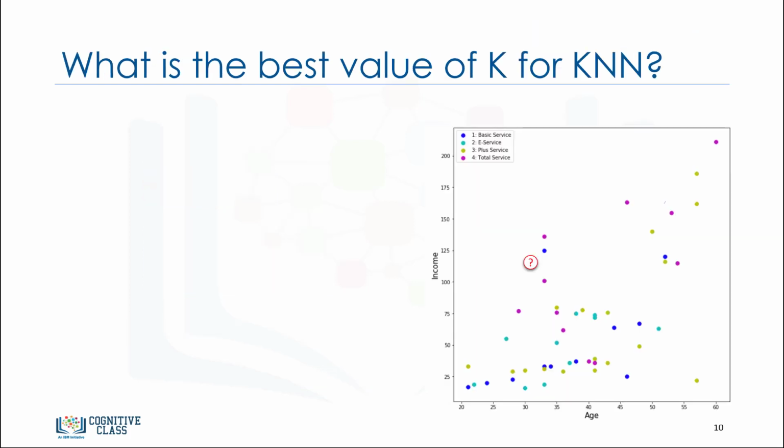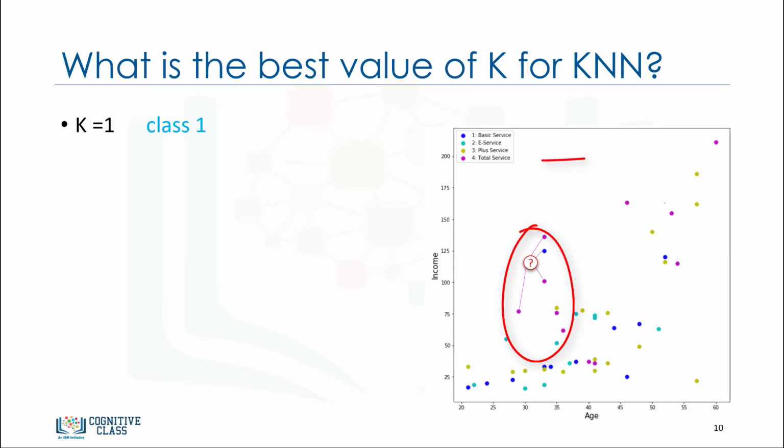As mentioned, k in k-nearest neighbors is the number of nearest neighbors to examine. It is supposed to be specified by the user. So, how do we choose the right k? Assume that we want to find the class of the customer noted as question mark on the chart. What happens if we choose a very low value of k? Let's say k equals 1. The first nearest point would be blue, which is class 1. This would be a bad prediction, since more of the points around it are magenta, or class 4.